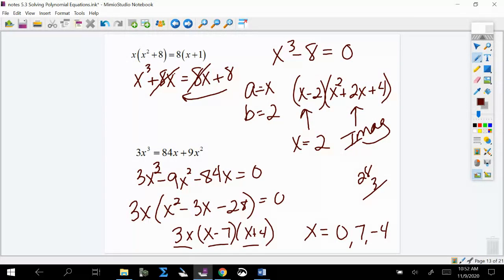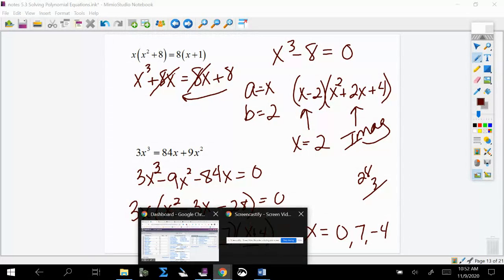So go through that checklist, put things in standard form. Check and see if you can take out a GCF, and then from there, see which of the factoring techniques that you have. And that is finally the end of the 5.3 day one.